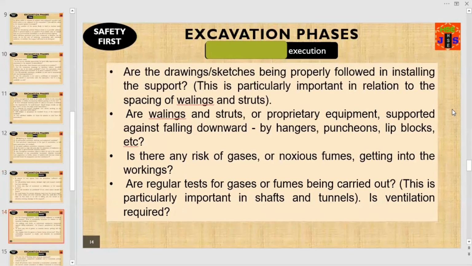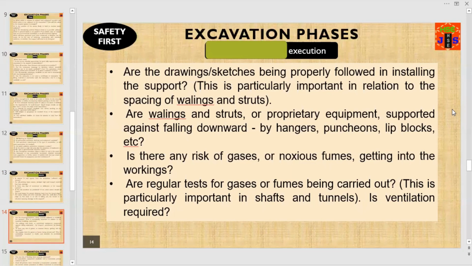Are the drawings and sketches being properly followed in installing the support system? This is particularly important in relation to the spacing of walings and struts. Are walings and struts proprietary equipment supported against falling downward by hangers, lip locks, etc.? Is there any risk of gases or noxious fumes getting into the workings? Are regular tests for gases or fumes being carried out?